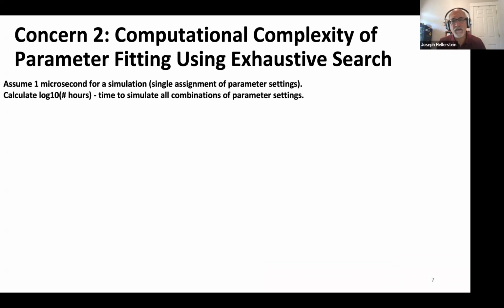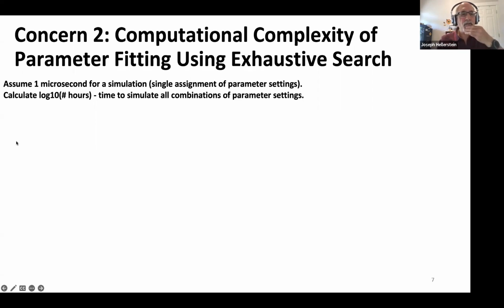Okay, here's the second concern. This has to do with what the computer science term calls computational complexity. That means, how long is it going to take to actually do this calculation? A great way of looking at this is with a very simple example. I'm going to take you through a simple assumption that we've got a simulation, and we're just going to talk about the time it takes to run the simulation.